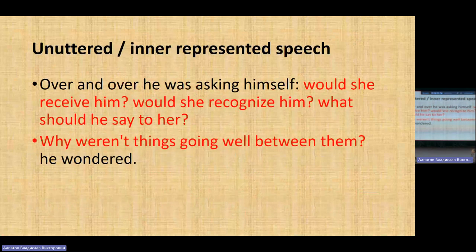And if you don't say it, if you represent something that the character thinks about, it is called inner represented speech, which goes on in your brain. Over and over, he was asking himself, would she receive him? Would she recognize him? What should he say to her? Why weren't things going well between them? He wondered, right? This is something they say to each other, their inner conversation with each other, with themselves.